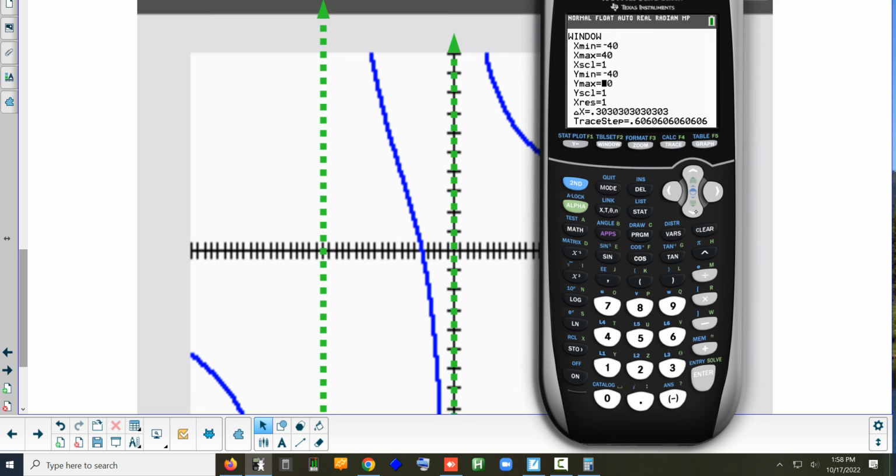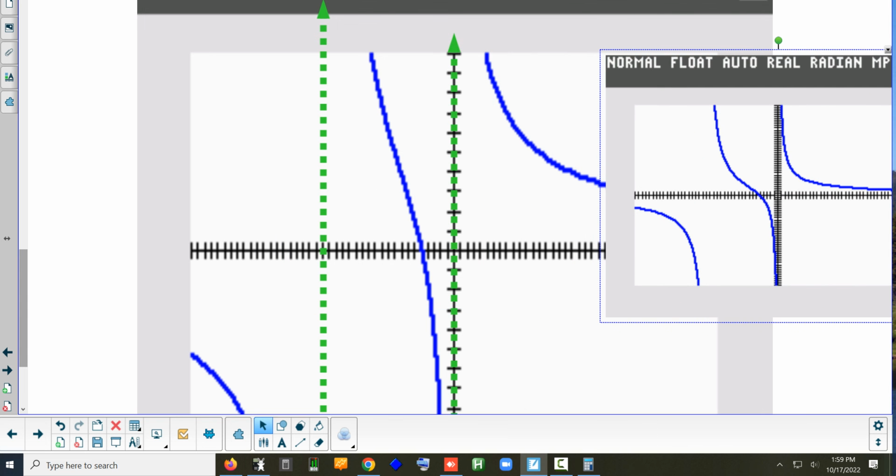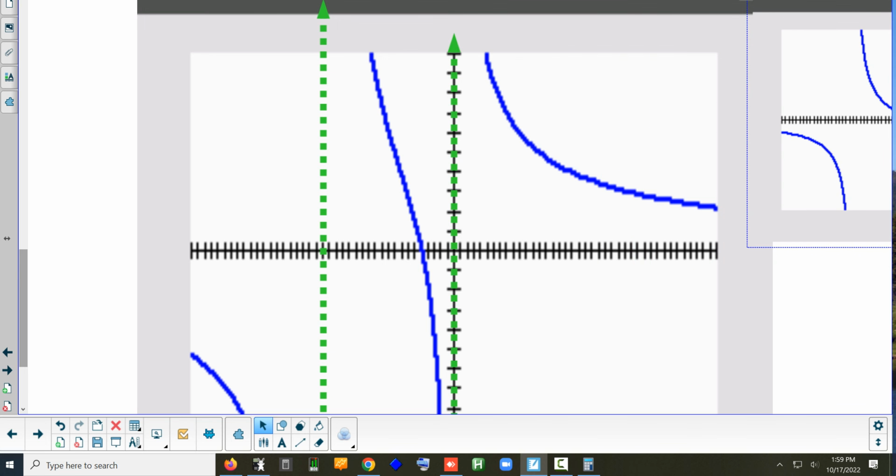If you wanted to make it even better, we could try -40 to 40. Now that's even better. Now I can see it getting really, really close to the axis, and I can see it getting much, much closer to -20 because I'm zoomed down here. So that's a little better. But that's okay too.